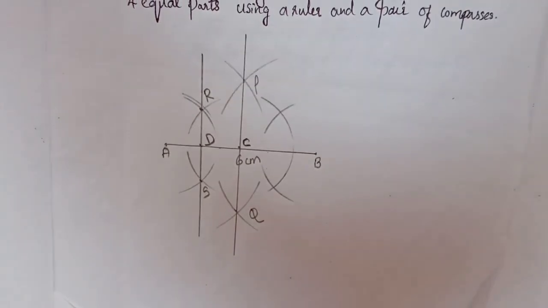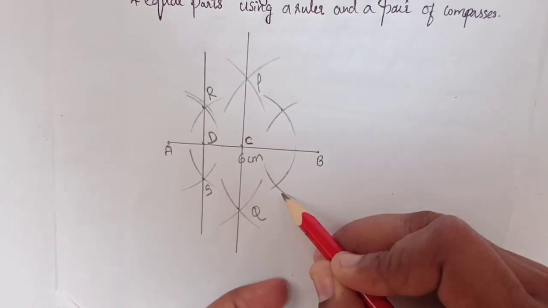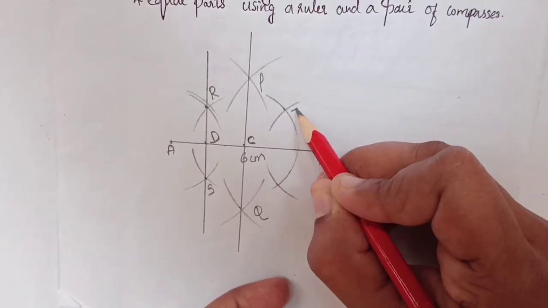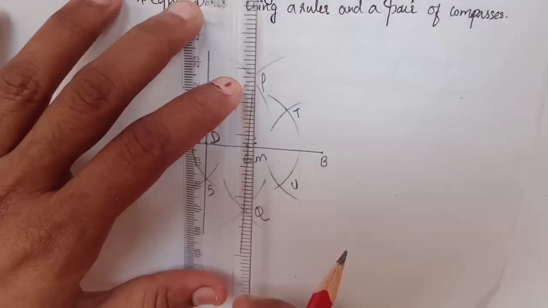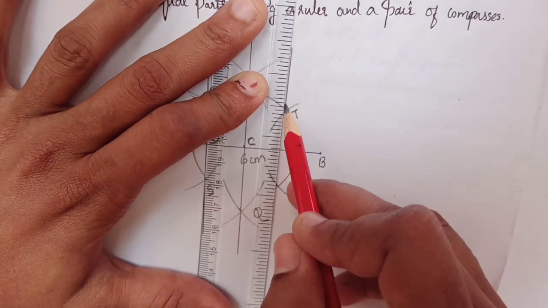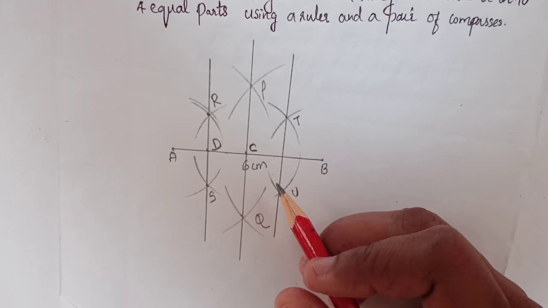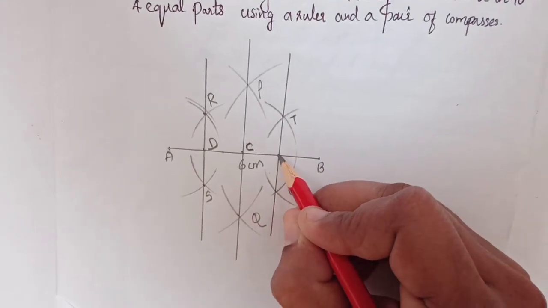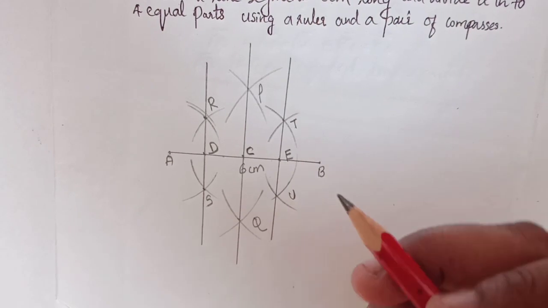arcs. Mark the point of intersection of two arcs as T and U. Join T and U. Mark the midpoint as E.